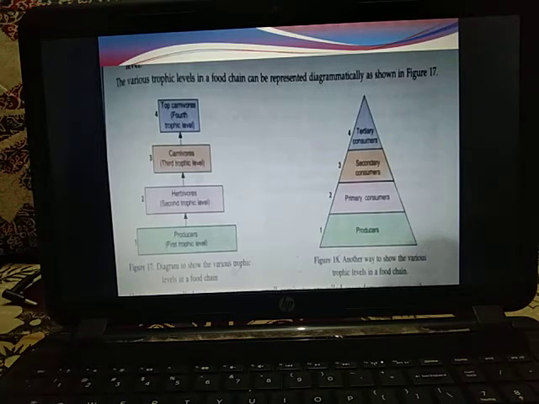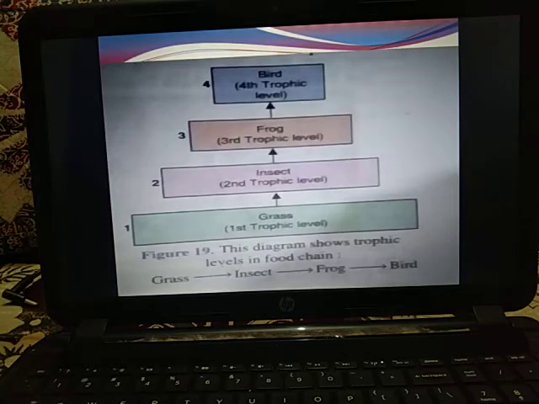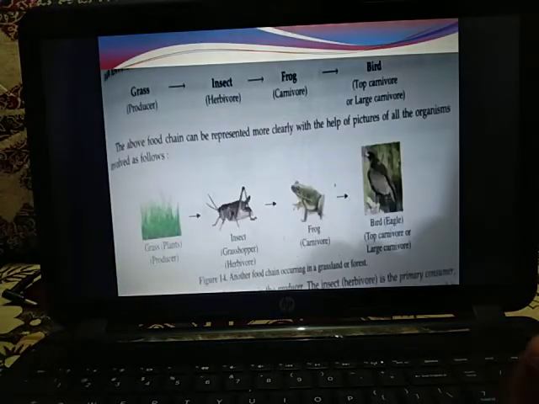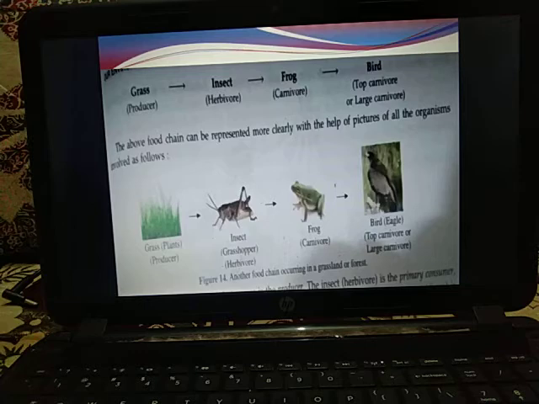In the exam you can be asked, for example, you will be given a food chain. Say you are given this food chain and you are asked what is the trophic level of the frog in a food chain in which we have grass, insect, frog, and bird. So what is the trophic level? The trophic level of the frog is third.